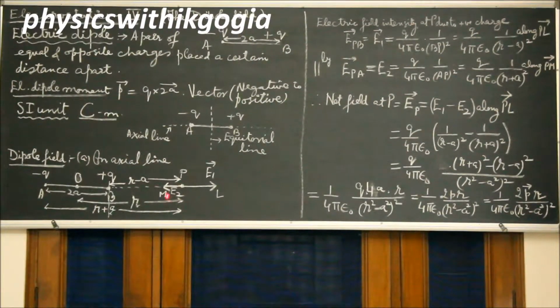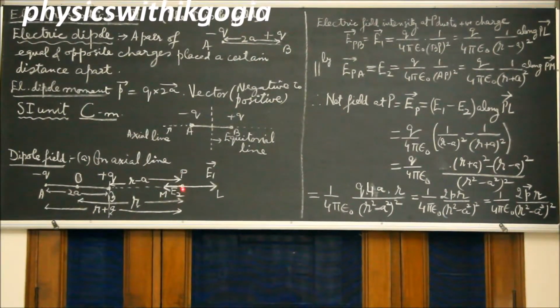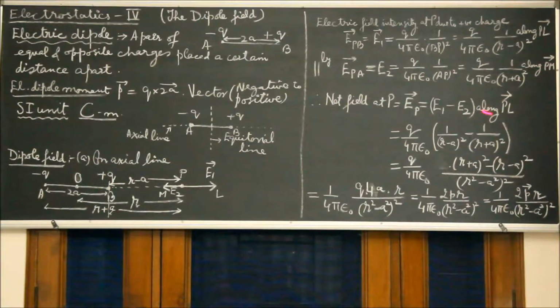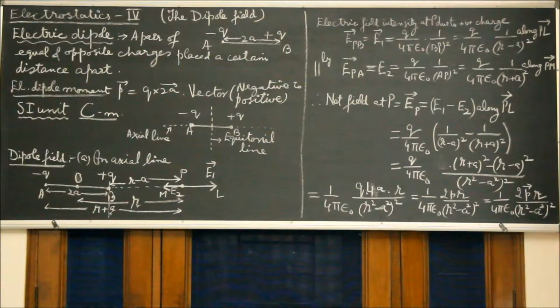Now if you see, the net field direction is along PL and the dipole moment is from negative to positive, also towards the right. So the field direction and the dipole moment have the same direction. So we take p as a vector here, which takes care of the direction of the net field at P. The net field due to the dipole on the axial line is given by 1 over 4 pi epsilon naught times 2pr over (r square minus a square) whole square.